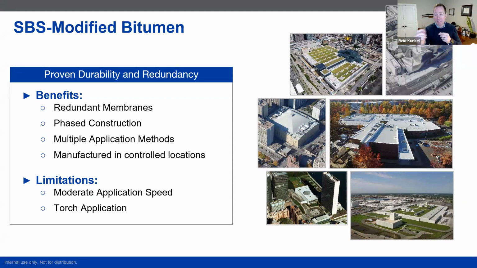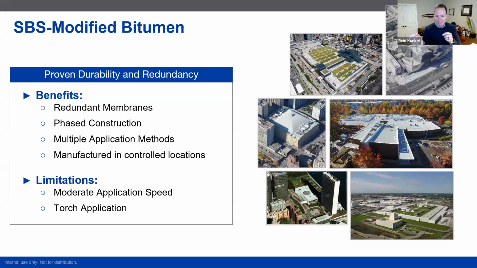Because each layer's independently applied, it allows for phase construction, which can help both with drying in faster, as well as just a halfway point in the process where you've got a dry building and you've got the ability to have other trades come in, do their business, and then we can put down the finisher cap sheet before the vegetated assembly comes in.